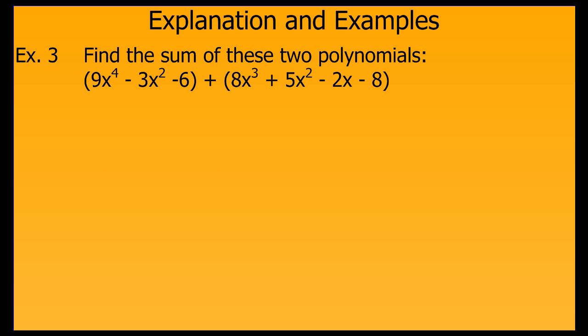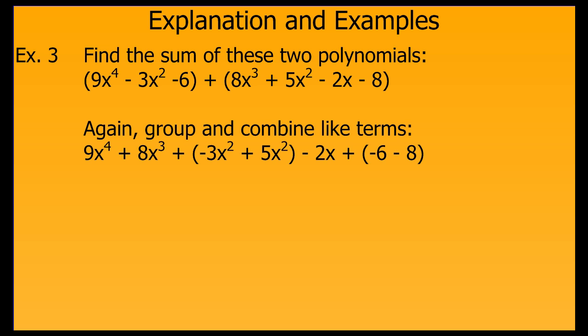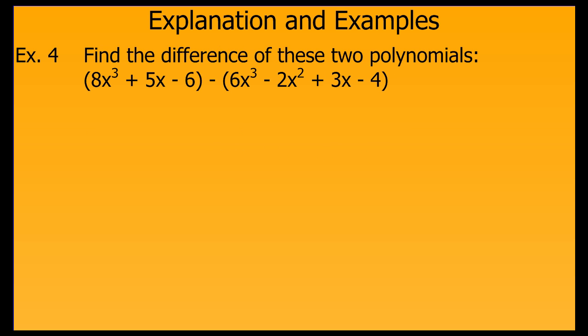Here's another example of finding the sum. Again, we're going to group together like terms and then combine them. In this case, we can combine 2 terms that had x squared in them, the negative 3x squared and the 5x squared, which gives us 2x squared, and then our 2 constants, negative 6 and negative 8, which gives us negative 14. So the sum of these 2 polynomials is 9x to the 4th plus 8x cubed plus 2x squared minus 2x minus 14. Again, it's in descending order.